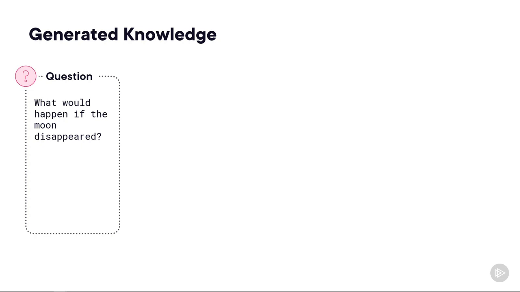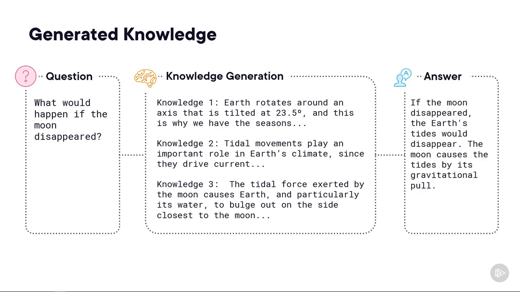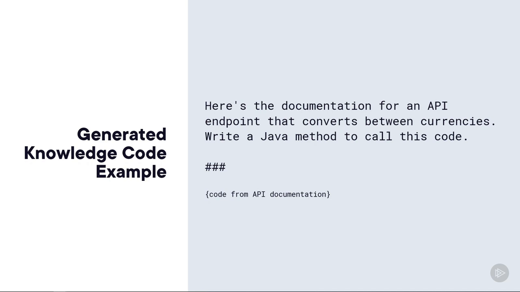Assuming the answer is less than perfect, we can then feed in additional knowledge. So we've got 3 different points here about the Earth and the tides and the moon. And then we can ask the question again. This time, hopefully, we'll get an answer that we're looking for. And you can iterate and continue to give it new knowledge until it's been properly trained and is giving appropriate responses.